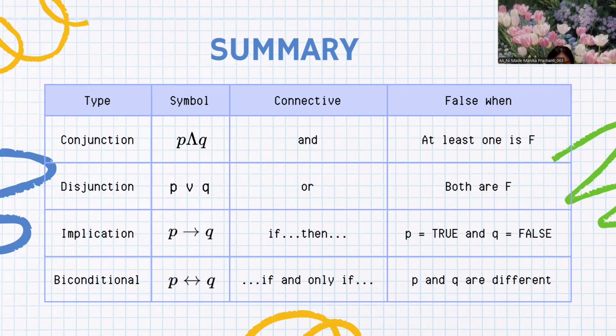The last is the biconditional, or double implication. The symbol is P left right arrow Q, with the connective "if and only if." This is false when P and Q are different.